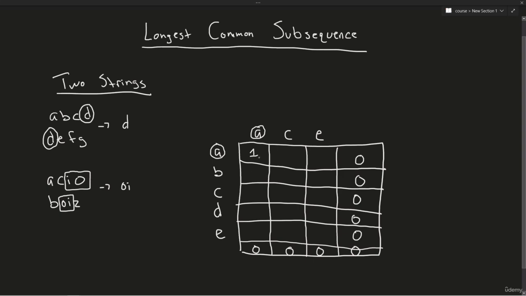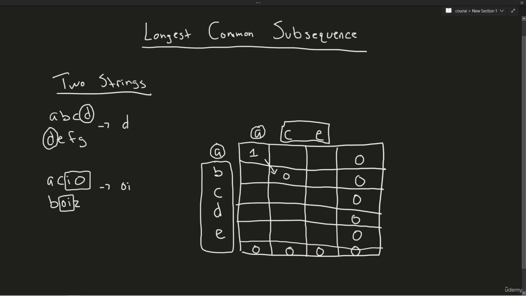Well, when you have a match, you're going to move diagonally. So we know we have something here that can contribute to our longest common subsequence. So we want to move diagonally. So we're done with the A's now. So now we are comparing B, C, D, and E to C and E. Well, we see that B and C obviously don't match. So we can put a 0 here.